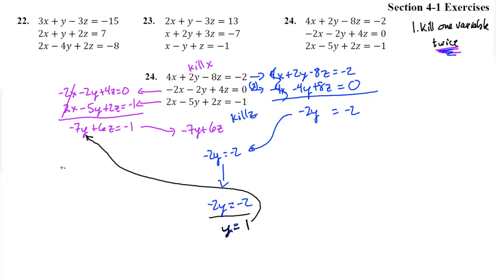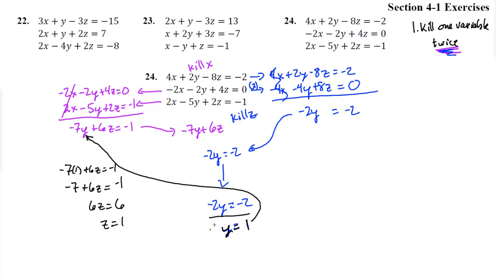But let's stick it in right there, and we get negative 7 times 1 plus 6z equals negative 1. Negative 7 plus 6z equals negative 1. And add 7 to both sides, 6z equals 6. And divide, and we get z equals 1. So now we have z equals 1 and y equals 1.